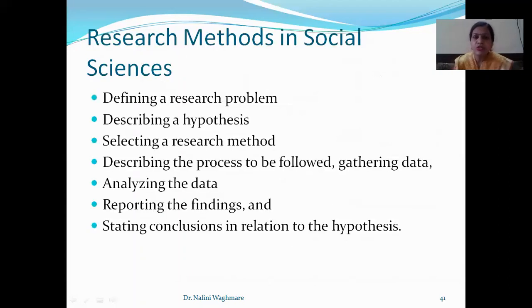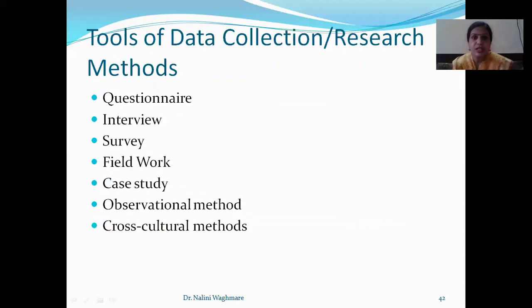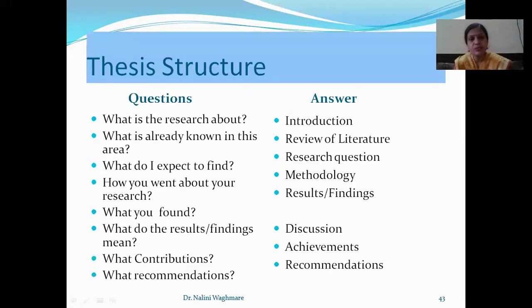Then research methods in social science. We find defining a research problem, describing a hypothesis, selecting a research method, describing the process to be followed, gathering and analyzing data, reporting the findings and stating the conclusion in relation to the hypothesis. Then tools of data collection or research methods and techniques we use, like questionnaire, interview, survey method, field work, case study, observation methods. Cross-cultural methods we also use in our research.